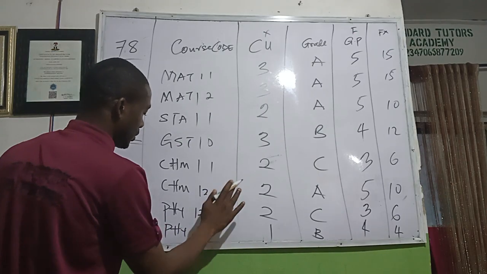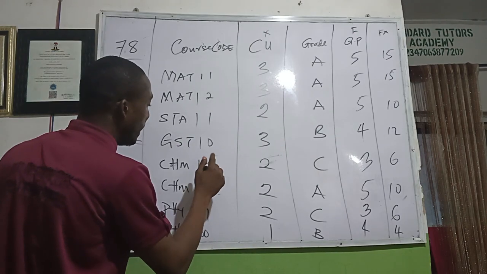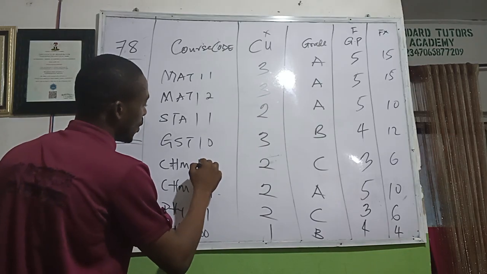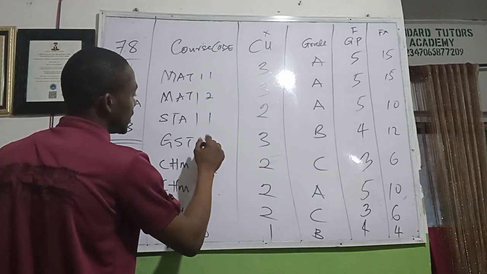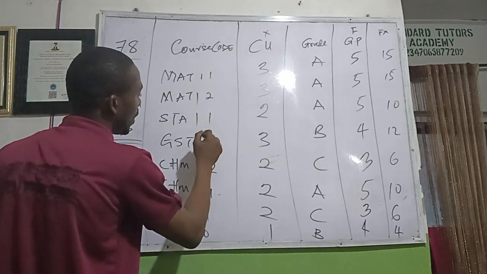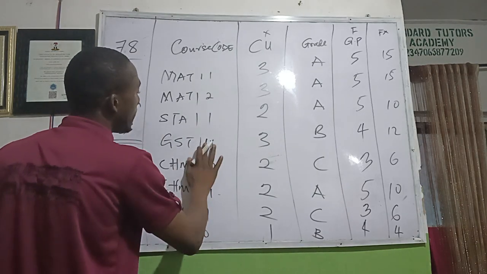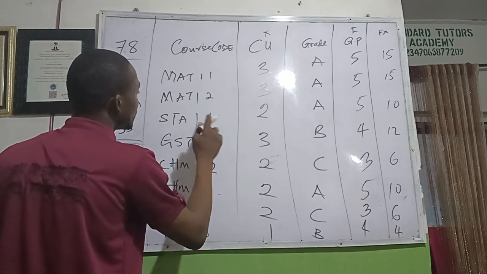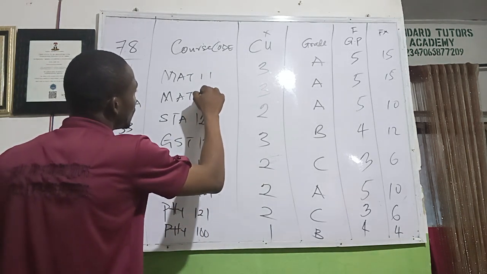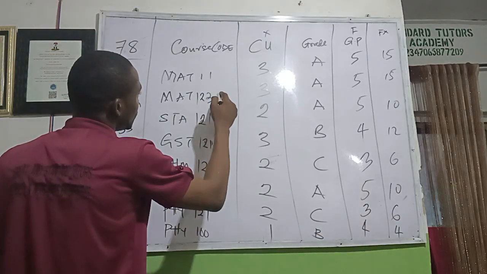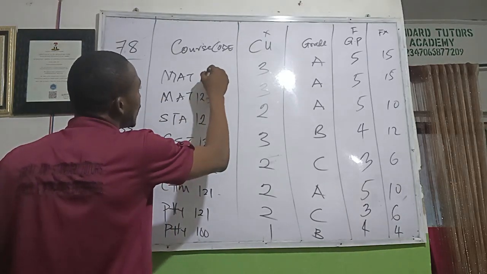Then 1, 2, 1. This is 1, 2, 1. Then 1, 2, 2. Okay. GST 1, 1, 1 or 1, 2, 1. Now we are in second semester. It's 1, 2, 1. Math 1, 2, 3. And Math 1, 2, 1.